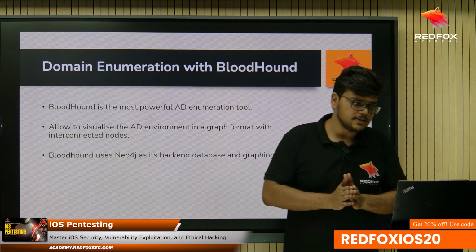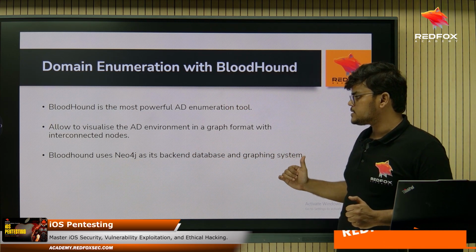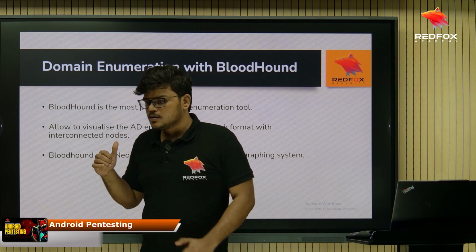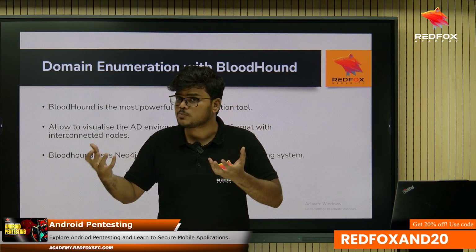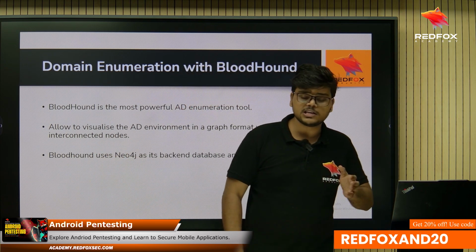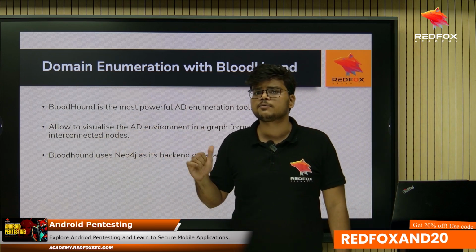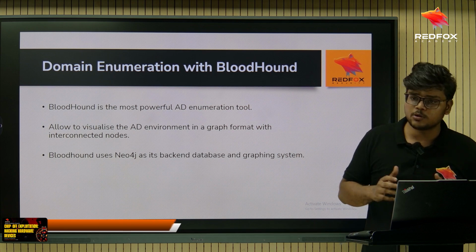Bloodhound uses Neo4j as its backend database. Neo4j stores the network objects as nodes, and it also stores the relationships between these objects. It uses a graph. Bloodhound in the background uses graph theory to map the network and to find out the paths.